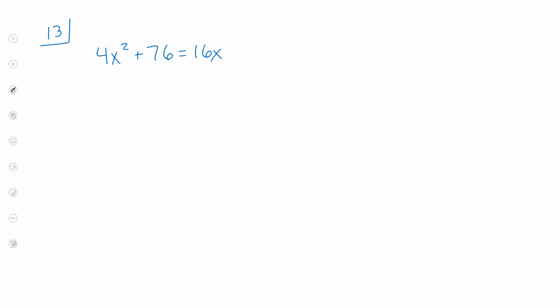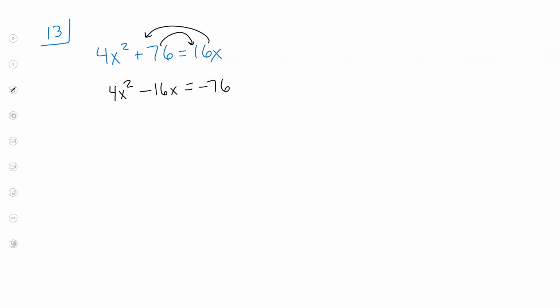Thank you. All right, so first we got to put it in the correct format. I need a and b on this side, so it'll be 4x squared. Move the 16 to this side, so it'll be a minus 16x. Move the 76 to this side, so it'll be a negative 76. So that is what you need to do first. Rearrange it.